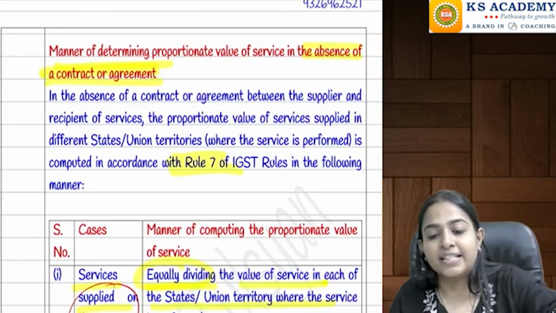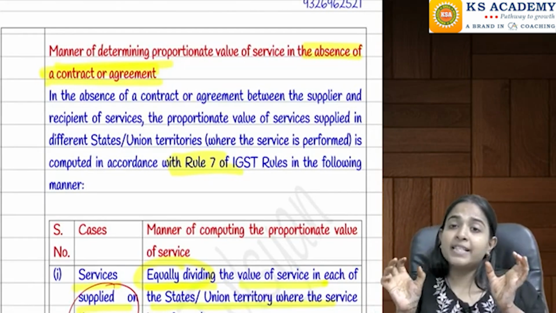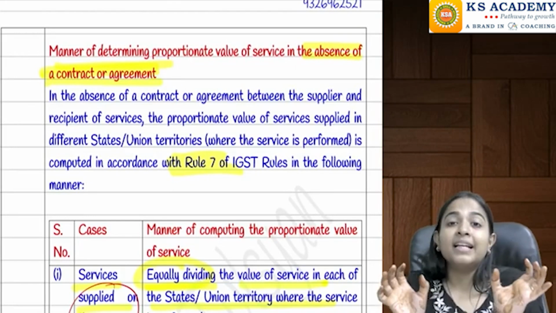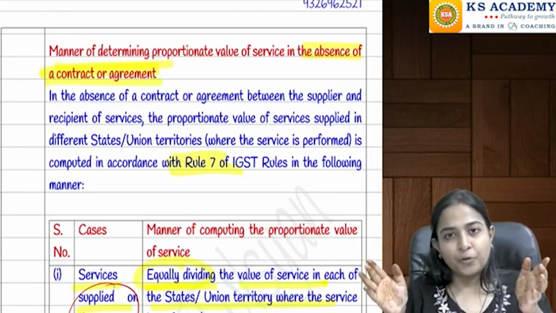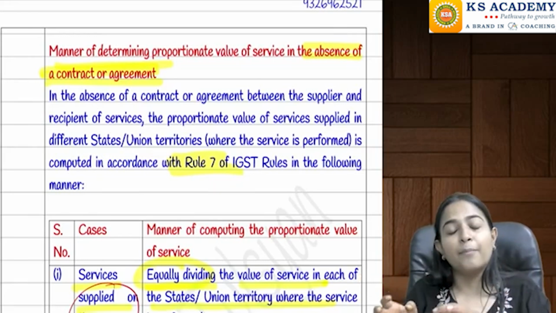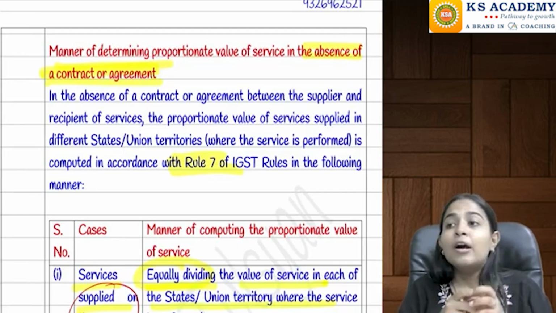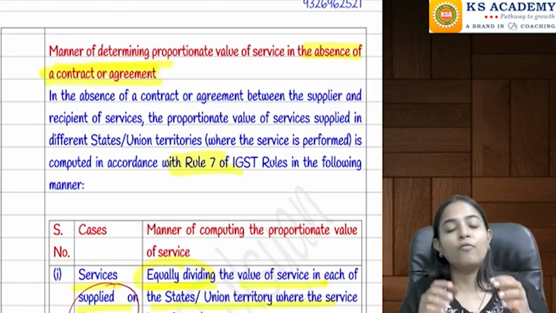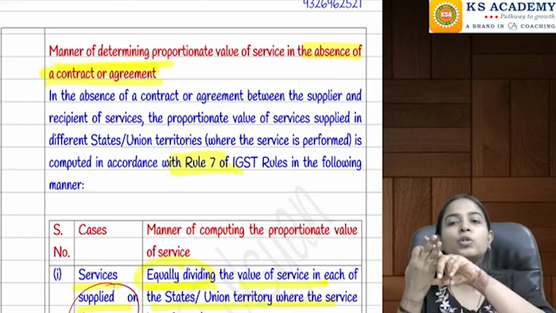Okay, now just try to understand. If the service has been given in two different states but on the same goods, then in that case, equally divide the value. Suppose on a particular machinery, the service was given in Mumbai also, and in Ahmedabad, Gujarat also, on the same goods. Whatever is the total value, there will be some consideration. Divide it equally. If 3 states, 1:1:1.